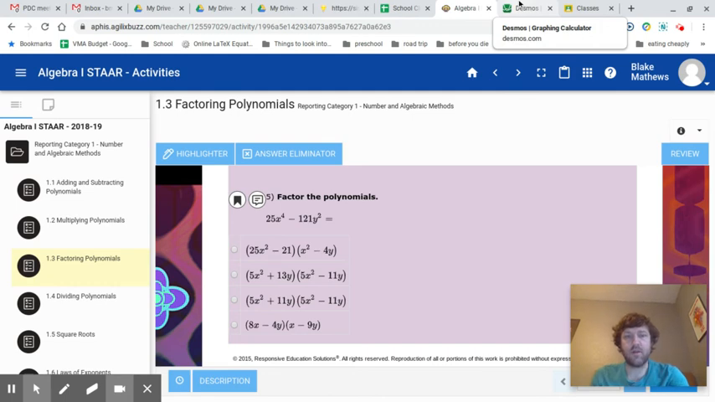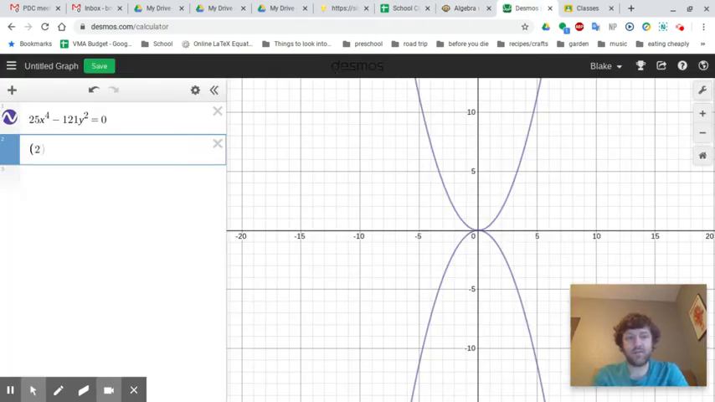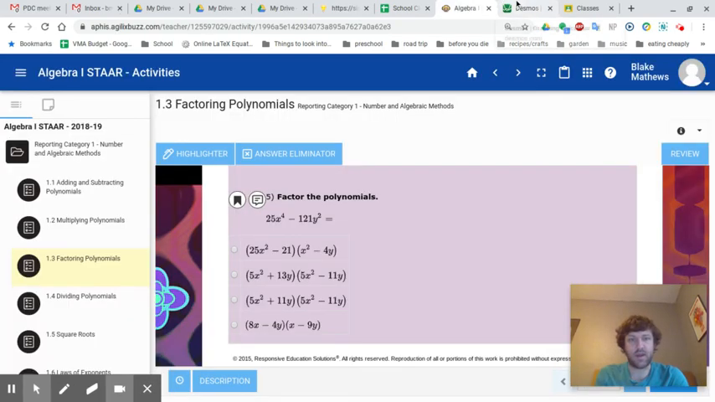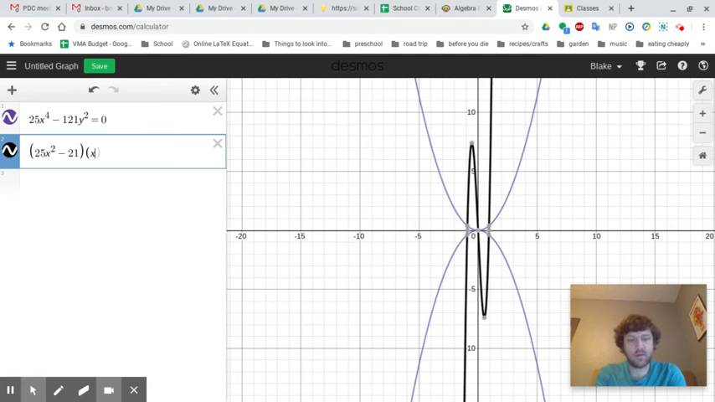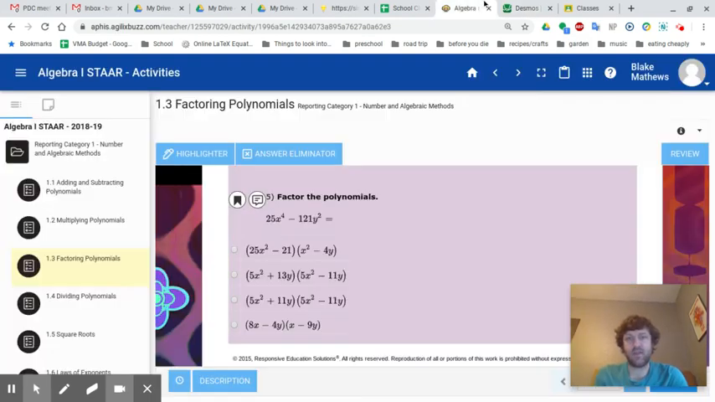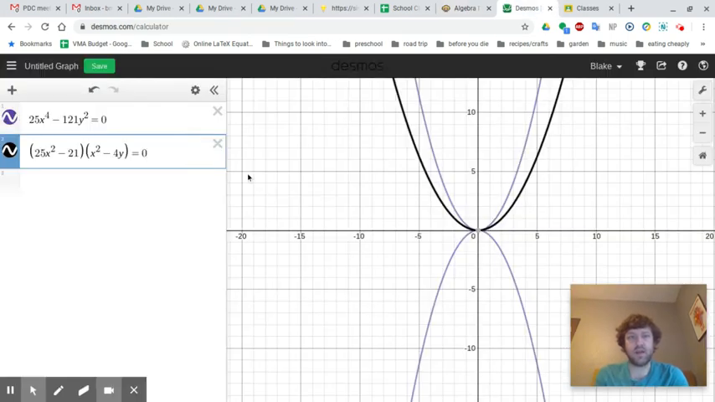So we're going to go ahead and start by typing in our answer choices. So I'll start with this one, 25x squared, again in parentheses, 25x squared minus 21. Be careful about your parentheses. You can get a little picky about how you type it in. x squared minus 4y. And now, again, error. Solve that by doing equals 0. And we can see that answer choice 1 does not match the graph. So we're going to go to the next one.